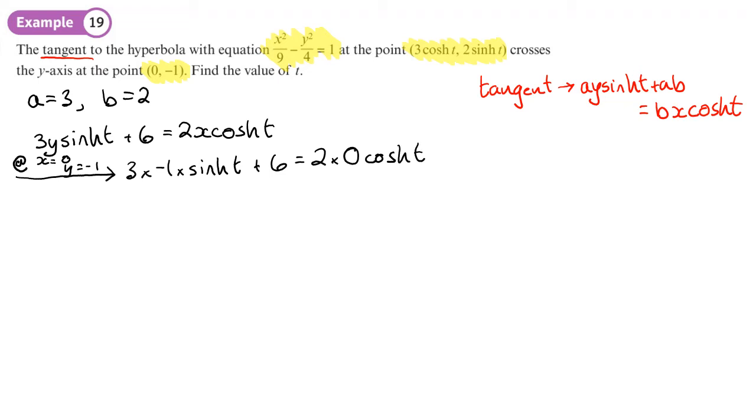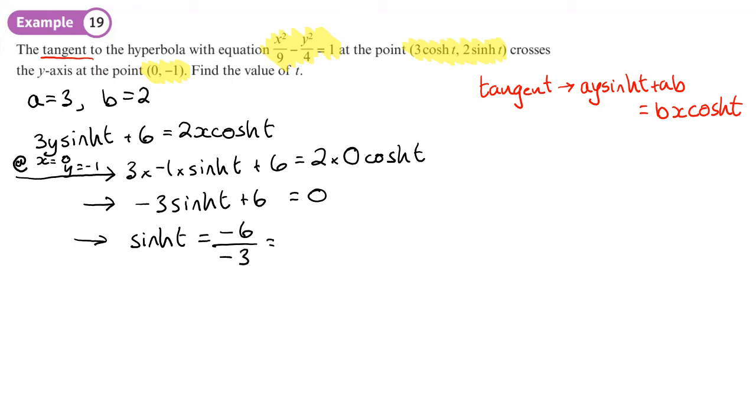So then we have something like minus 3 sinh t plus 6 equals 0, which gives us sinh t, if my maths is correct. Take away 6 from both sides, which will be negative 6, and then divide that by negative 3. So we've got sinh t equals 2.